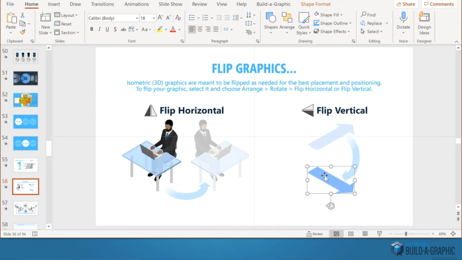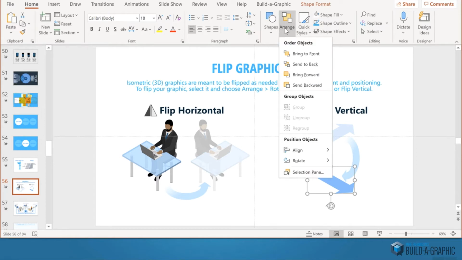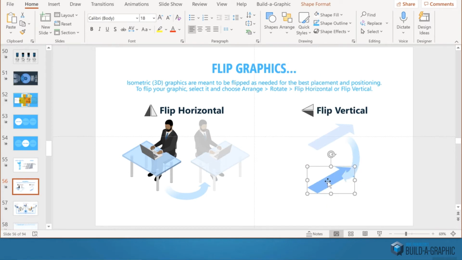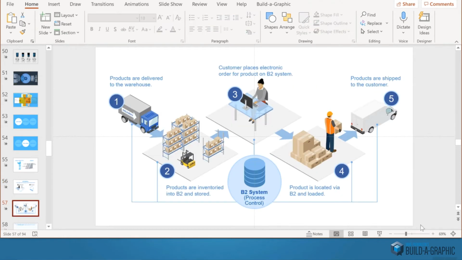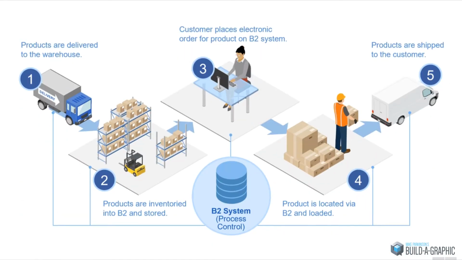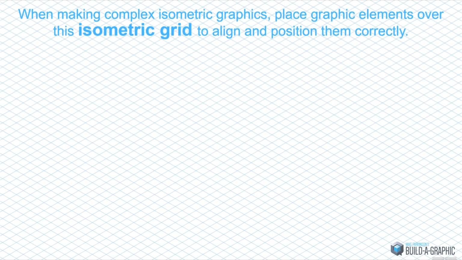The same is true for arrows and elements and things like that. Let's say I want it facing up instead of down. So what I would choose is Arrange, Rotate, Flip Vertical, and now I am facing the other direction. So use these flip functions with your isometric graphics to create almost anything you can imagine. Isometric graphics are wonderful for day in the life of.